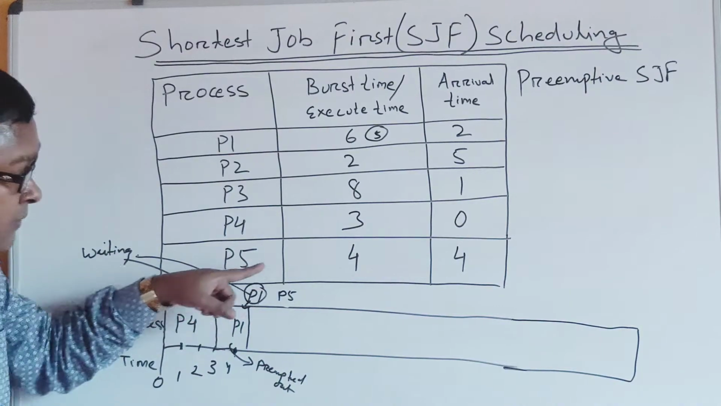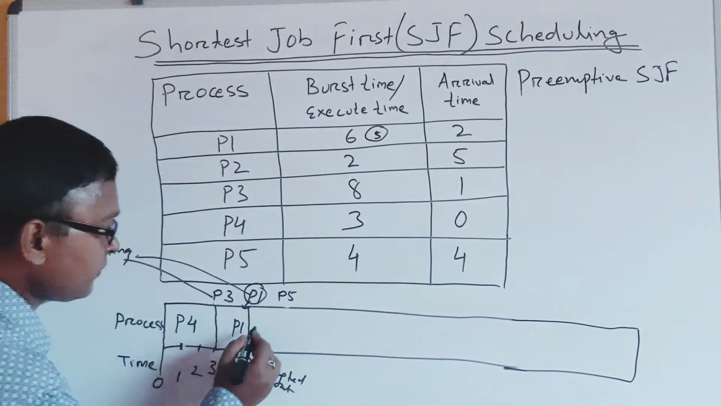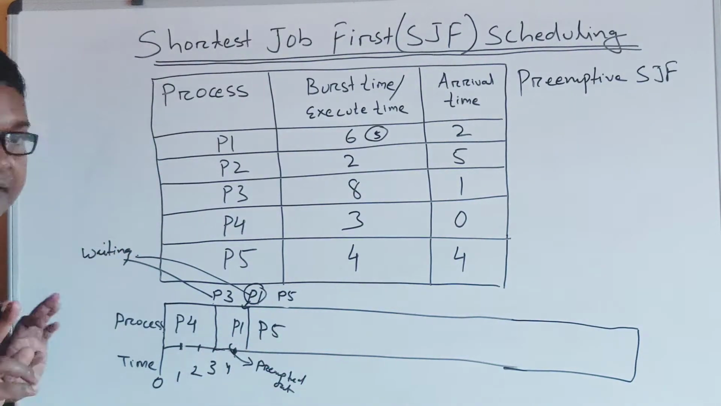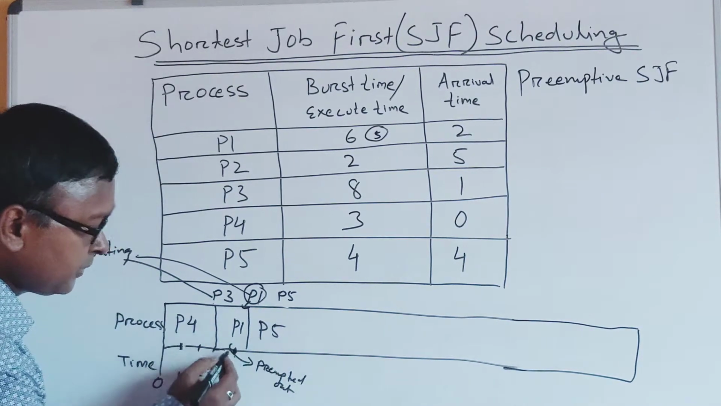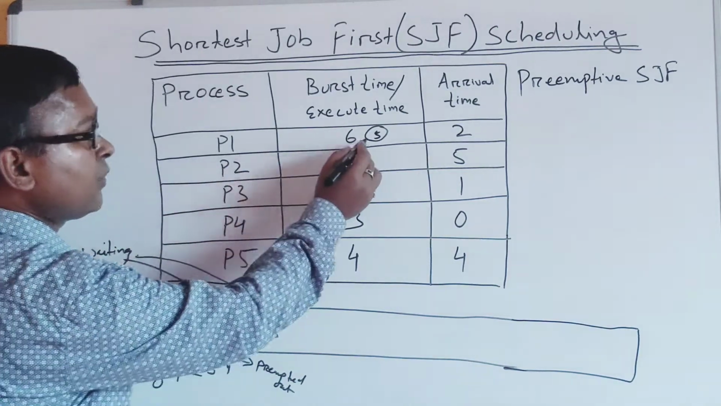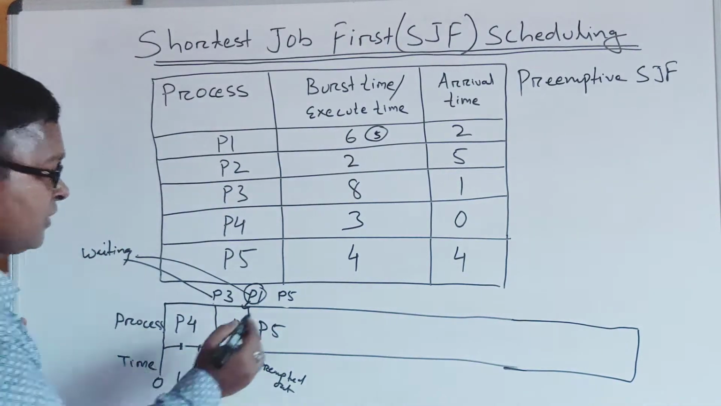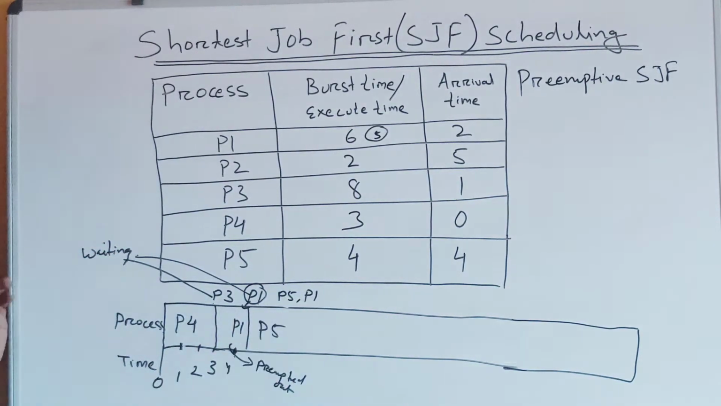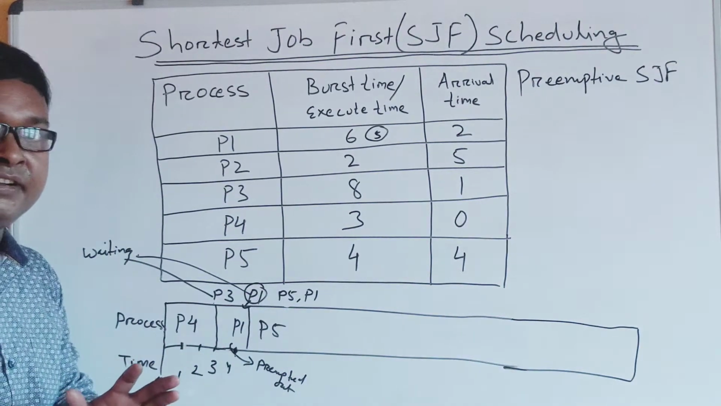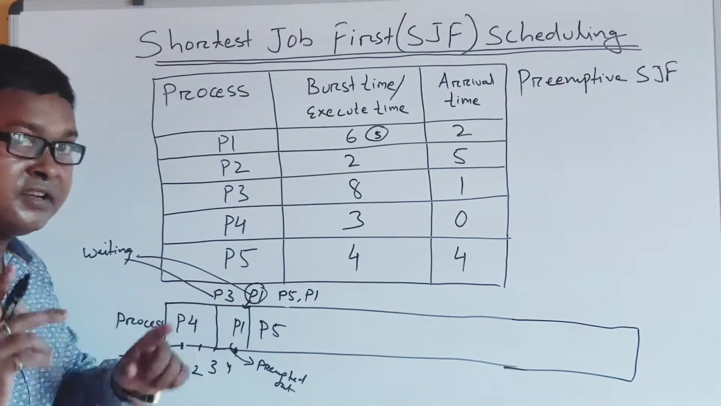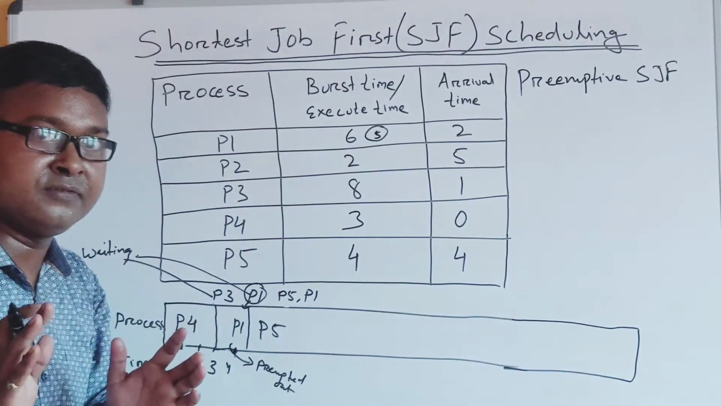P5 is shortest right now. 4, 8, 5. Which one is shortest? P5. So P5 will be acquiring the processor. Right now, P5 starts executing. P1 has been preempted. P1 has completed 1 unit of execution, and still 5 units are left. So P1 goes to the waiting state. Remember that P1 has already completed 1 unit of time, and 5 units are still left for its full execution.